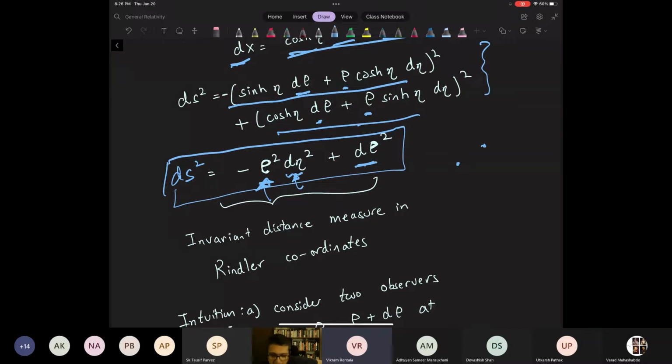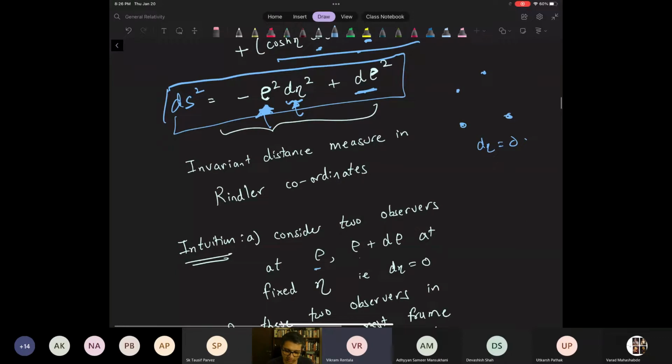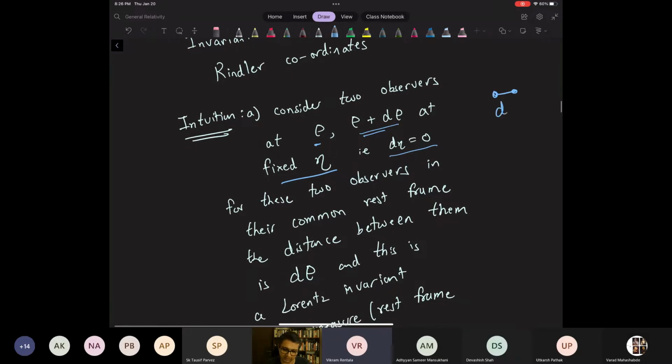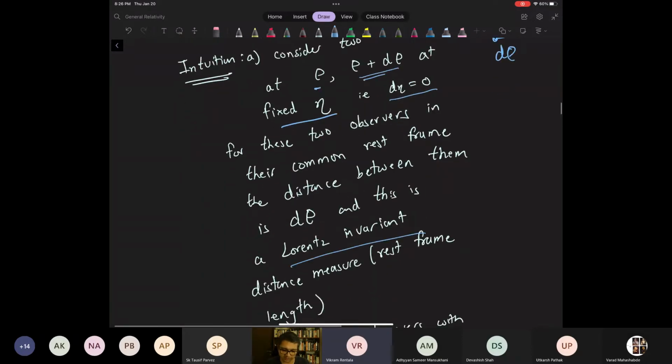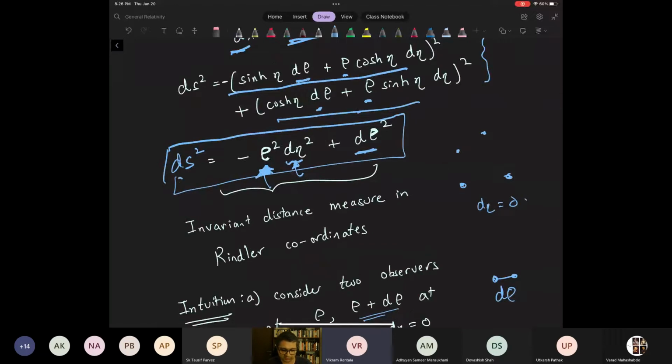Now, what's the intuition for this? Well, the intuition we've already seen. So let me explain why this factor of rho comes out here. First, let's consider two observers who have the same eta coordinate, that is, d eta is 0. You consider two observers at rho and rho plus d rho, but at fixed eta, that is, d eta is 0. Then for these two observers, we already know that they have a fixed distance between them as measured in their MCRF, and that is a proper length. That is, d rho is the length between them, and this is a Lorentz invariant distance measure. It's the rest frame length between them in their common MCRF. So it makes sense that if d eta is 0, this distance measure ds square is d rho square.